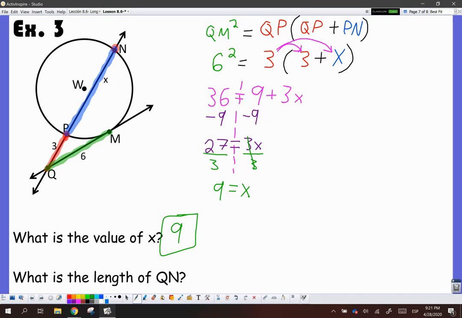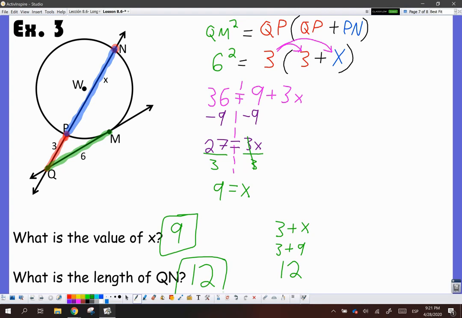Next thing they're asking for is the length of QN. So the length of QN is going to be this 3 plus whatever x is. But now that I know that x is 9, I have 3 plus x, which is just 3 plus 9, and that gives me 12. So the length of QN is 12.